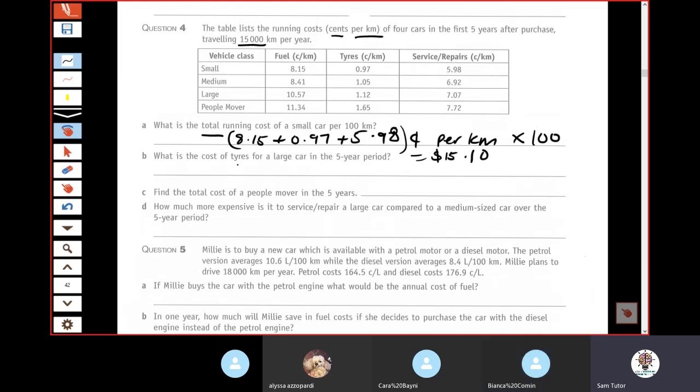What is the cost of tires for a large car in the 5-year period? Large car, just tires for 5 years, which means 5 years is 15,000 kilometers. Just keep that in mind. Try that.